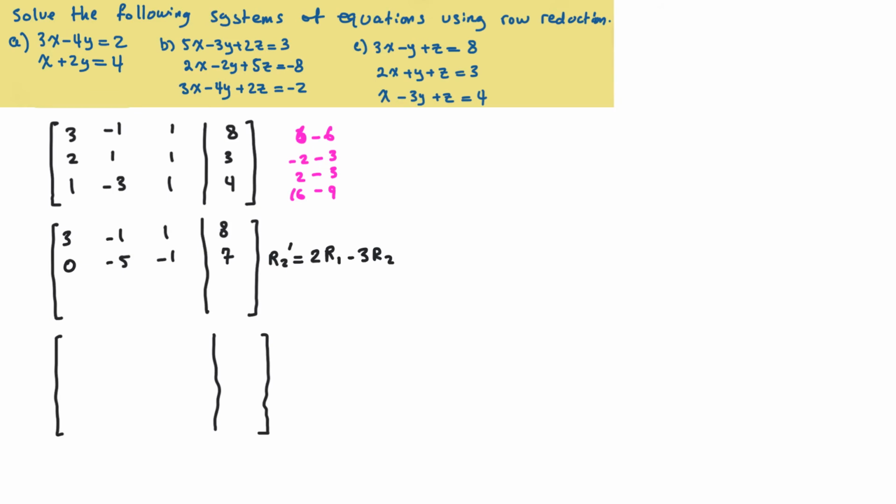For the next row, we want to change this to 0. So we can either use this or this. It doesn't really matter. Let's use the second row. It's got a little bit easier numbers.